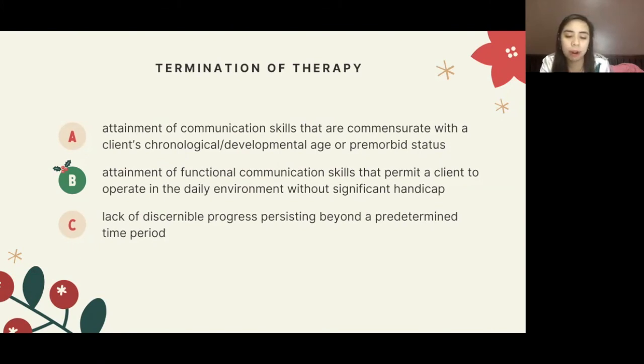Also, lack of discernible progress persisting beyond a predetermined time period. So you should see that there's progress. It's going to be so hard to continue therapy for a client who's been plateaued for a year or a year and a half. Not only is it a waste of money, but you also have to set the boundary, that this is already as far as the patient can go, because you exhausted all efforts, you even put in extra time to achieve goals, but there's no progress. You also have to know when it's time to terminate services.